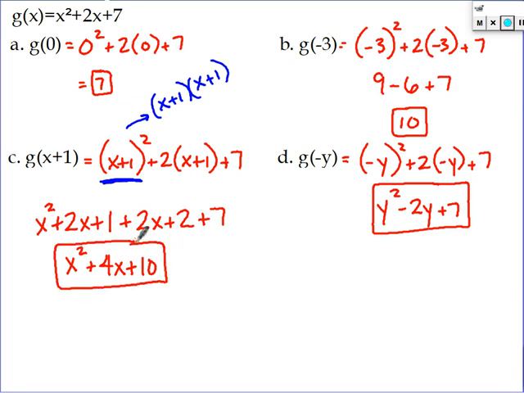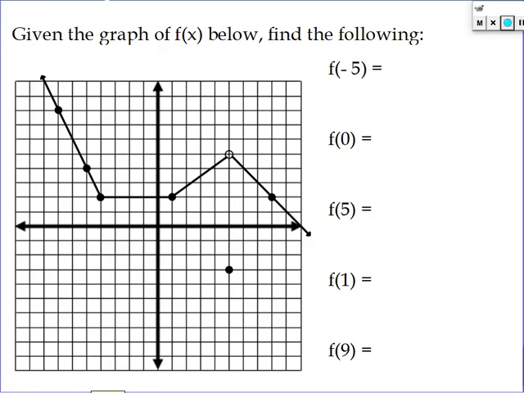Okay, so what happens if they don't give us the equation to plug into? Instead, they give us a graph. And I'm not sure, depending on who you had for Algebra 2 last year, if you went through this or not. But remember, we're just looking for points here. These are x values, and we're asking what's the y value.